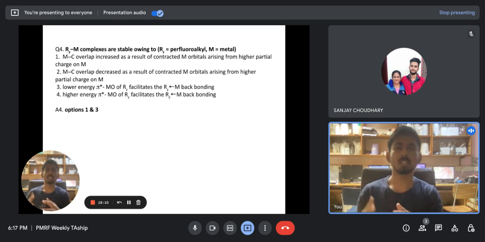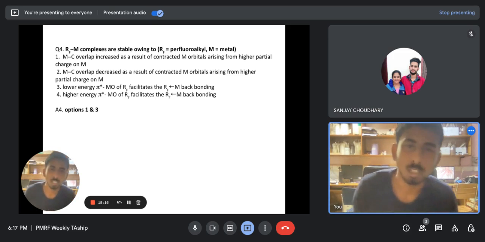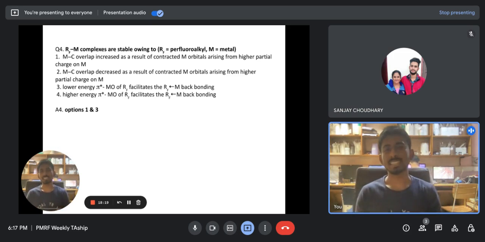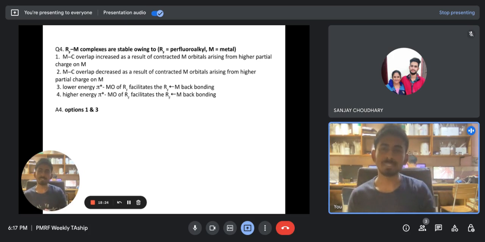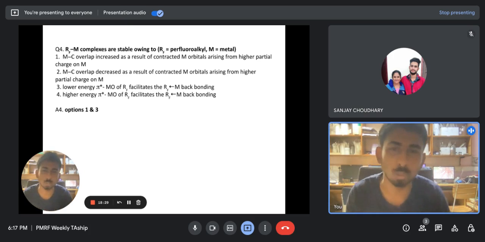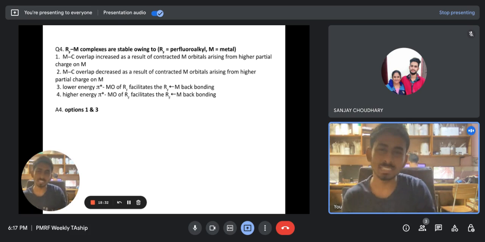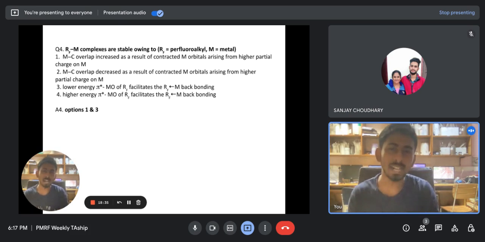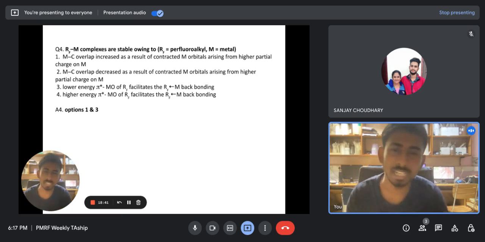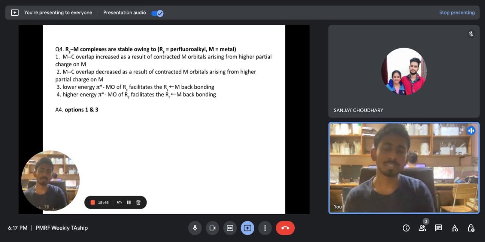The perfluoroalkyl group metal complexes are really stable owing to which of the following options; there can be multiple options. Options: M-C overlap increases as a result of contracted metal orbitals arising from higher partial charge on metal. M-C overlap decreases as a result of contracted metal orbitals arising from higher partial charge on metal. The third option is the lower energy pi star molecular orbital of RF facilitates the metal to RF back bonding, or the higher energy of the pi star MO of the RF facilitates the metal to RF back bonding. So option 1 and option 3 are correct.